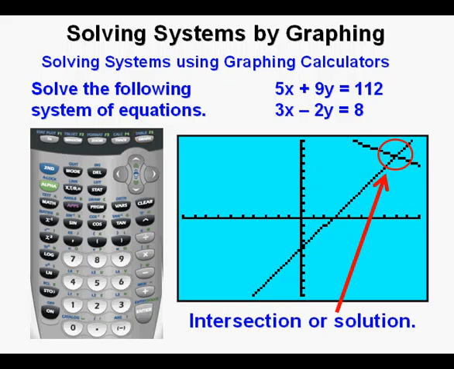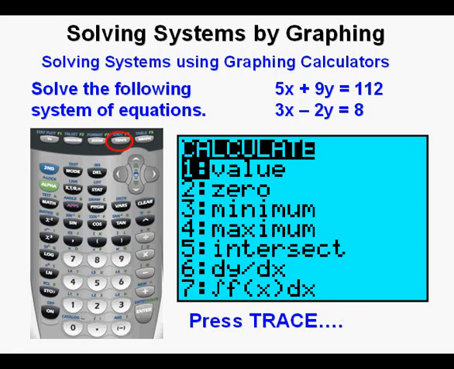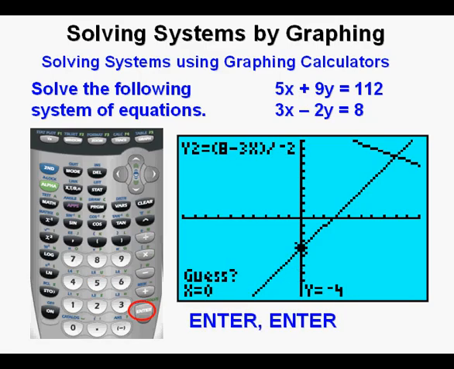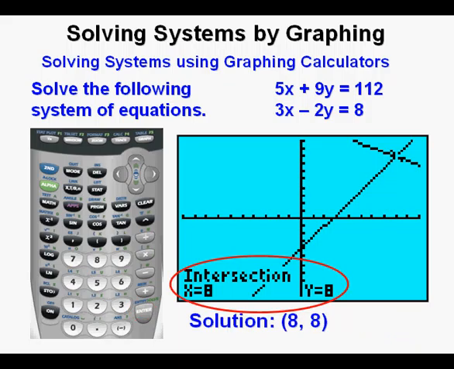We find what that solution is by pressing second, press trace, press 5 for the intersection, press enter a second time, and press enter a third time. And we see that the coordinates of our solution are at (8, 8). I promise you that I checked the solution in both equations and the solution is correct.